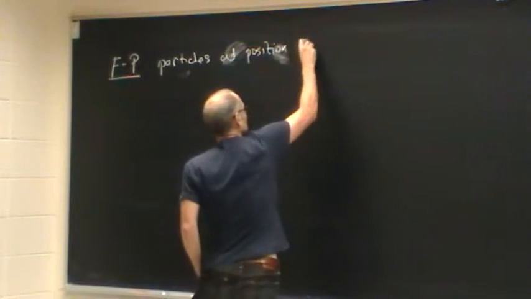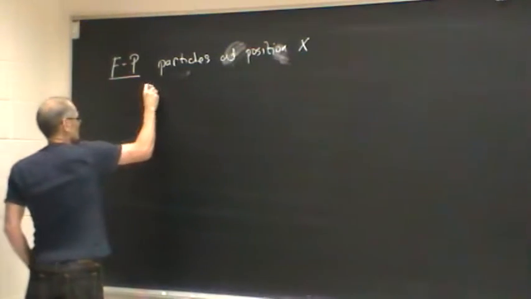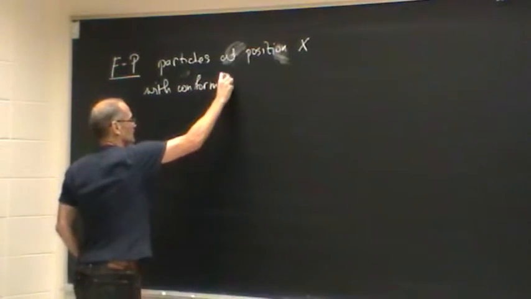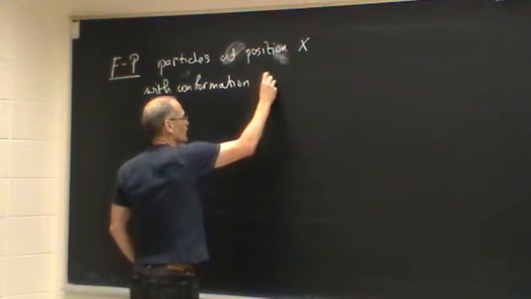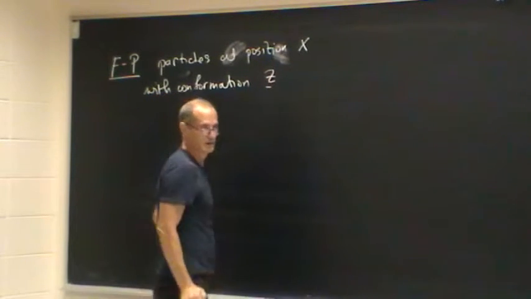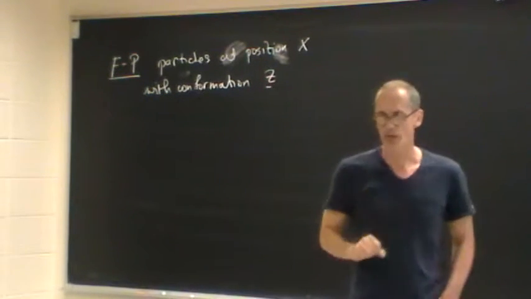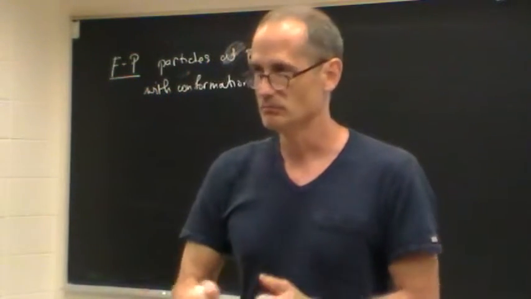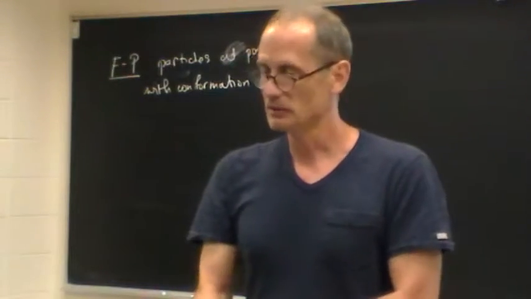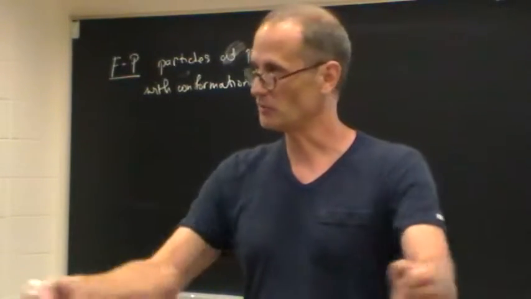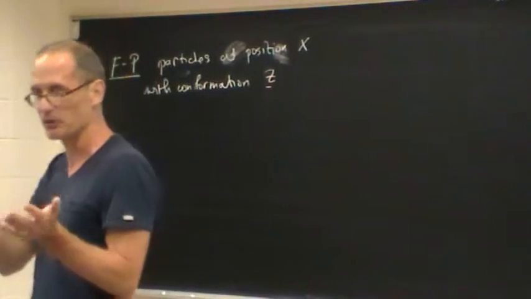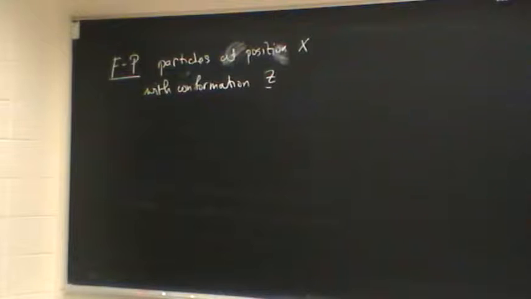Okay, particles at position x, with conformations, and I'll call this some vector z. So z is a set of properties of the particle that describe, for example, its orientation. Say it's a growing particle, it might be the particle length. Things like this. So some distributed property that you're using to describe the current conformation of the system.